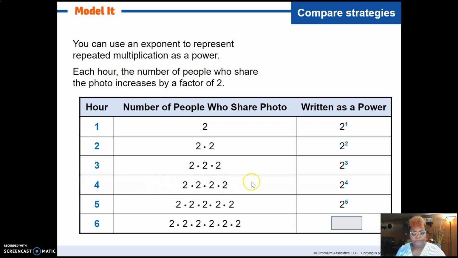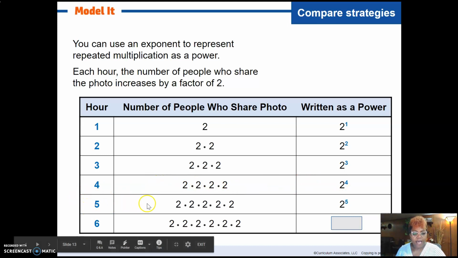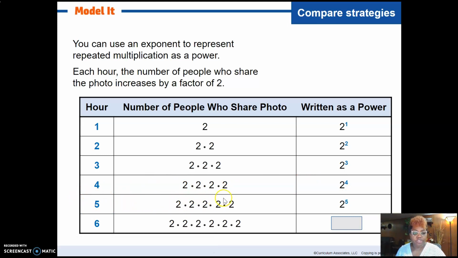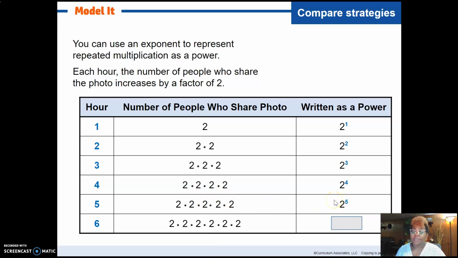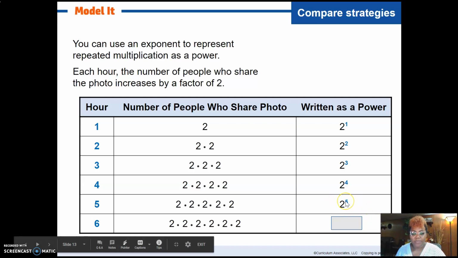Hour 4, then we have hour 5. We have 1, 2. This picture is really getting around. Kendra should be careful. And then it could be a picture of a birthday party. It could be something nice and smiley and fun. I'm going to stop being messy. And so here now we have it written as a power of 2 to the 5th power.